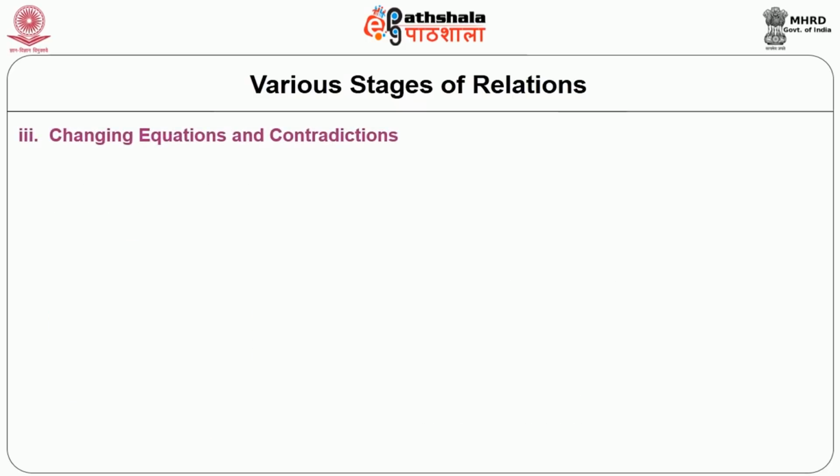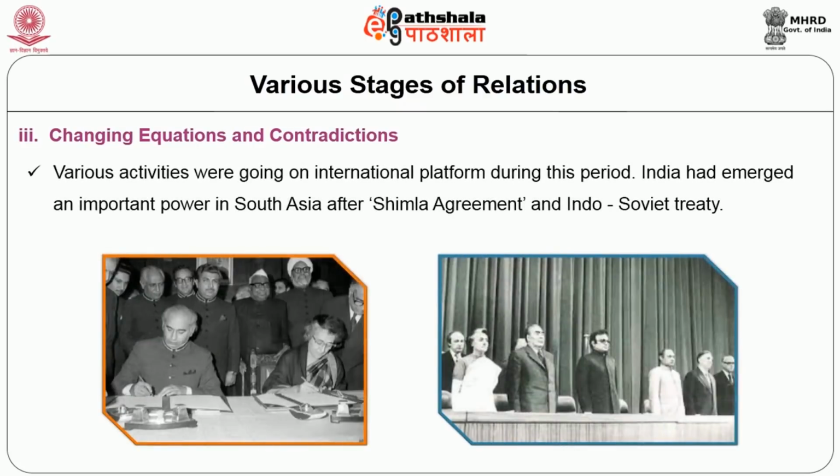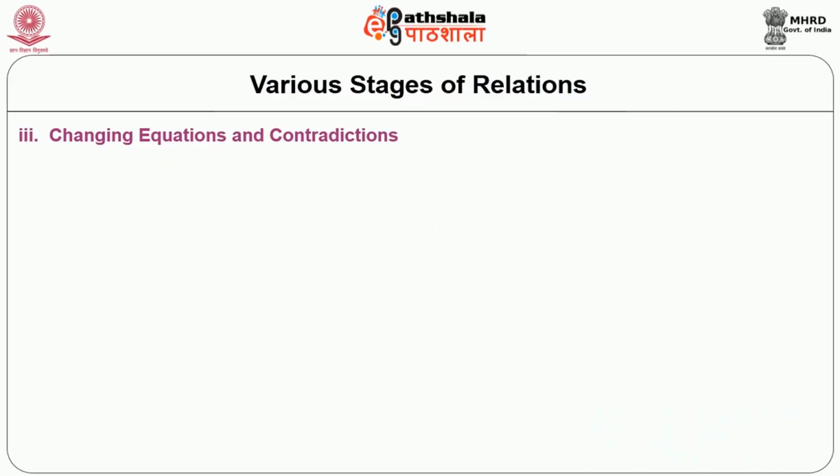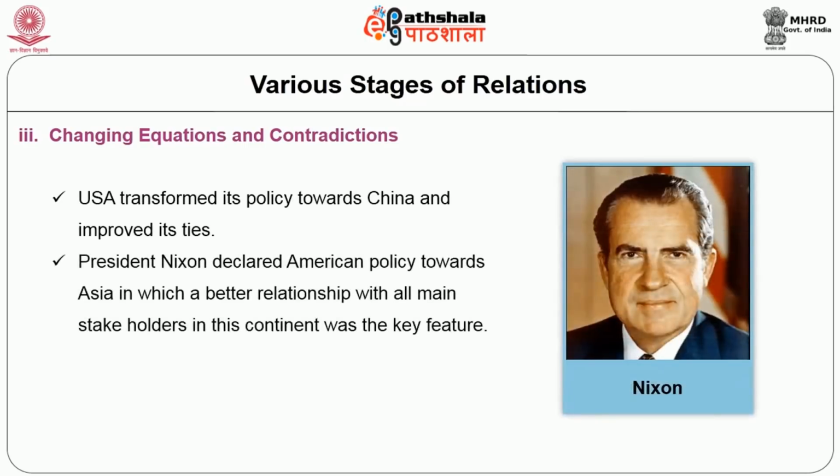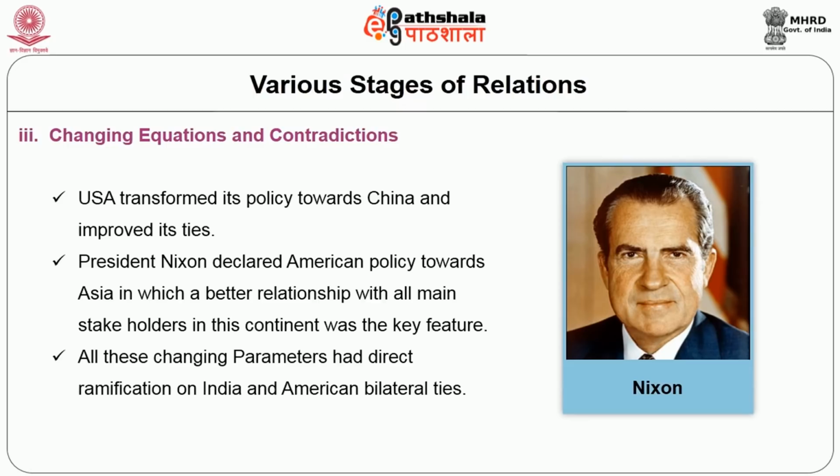Changing equations and contradictions. Various activities were going on the international platform during this period. India had emerged as an important power in South Asia after the Shimla Agreement and the Indo-Soviet Treaty. The USA transformed its policy towards China and improved its ties. President Nixon declared American policy towards Asia, in which a better relationship with all main stakeholders in this continent was the key feature. All these changing parameters had a direct ramification on India-American bilateral ties.